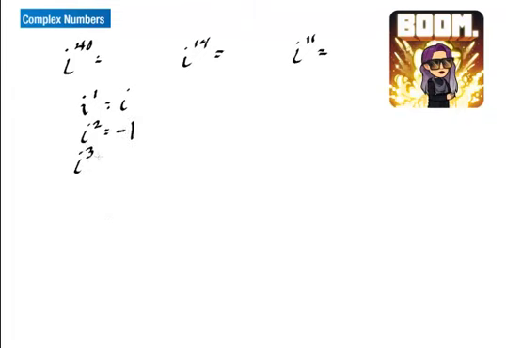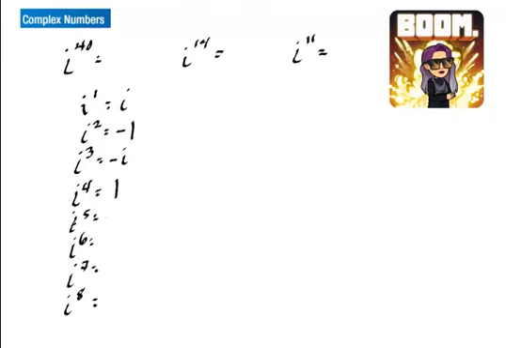i to the third would be like i squared times i to the first. So that's going to be -1 times i. Well, that's minus i. i to the fourth, I could say, would be like i squared times i squared. That's like -1 times -1, because that's what i squared is. So this would be a 1. All right, so I'm going to clean this up a little.